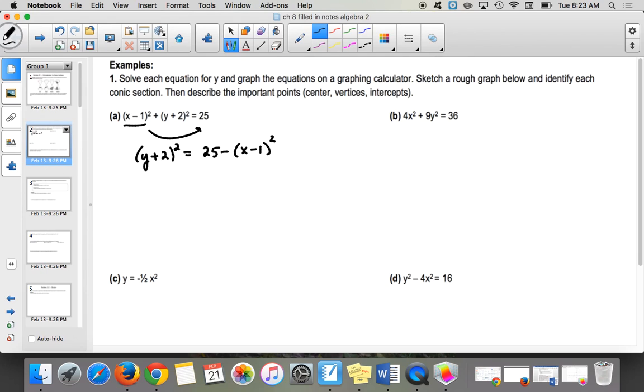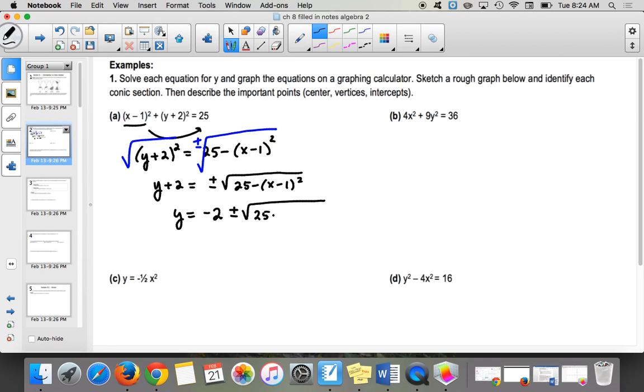Yeah, so we want to solve for y, so first we have to get rid of that squared, right? So we're going to take the square root of both sides. And remember, when we take a square root, what do we write? Plus or minus, right? So I get y plus 2 equals plus or minus the square root of 25 minus x minus 1 squared. Many of you guys are still forgetting the plus or minus. A lot of people miss points on the test for that. And again, we still want to solve for y, so we're going to subtract the 2 over. I'm just going to sneak it in the front. So I'm going to have negative 2 plus or minus the square root of 25 minus parentheses x minus 1 squared.